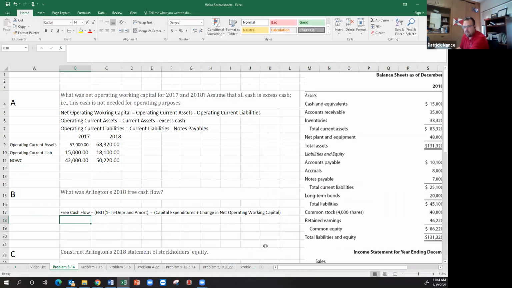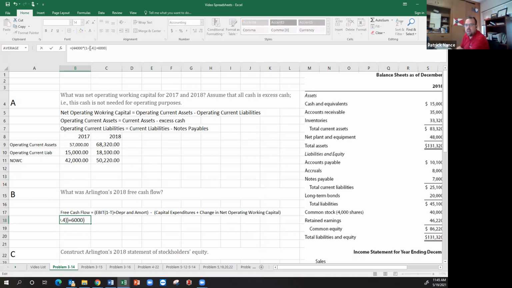Oh, I got rid of all my work. Okay, let's just do it again. So equals 44,000 times 1 minus 0.4. Let's just do this piecemeal. So there's my 26.4, and I need to add all of that plus 6,000 to add back in my depreciation and amortization. So now I'm at 32.4.